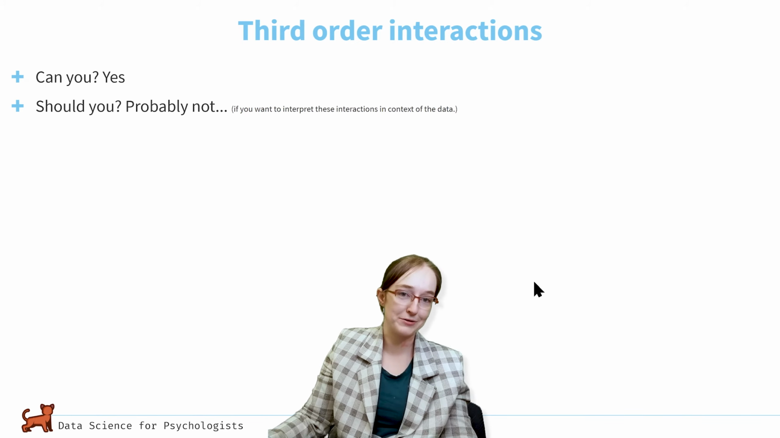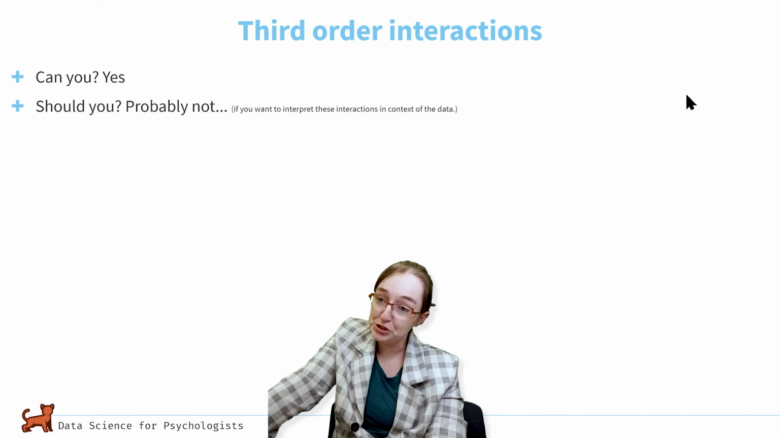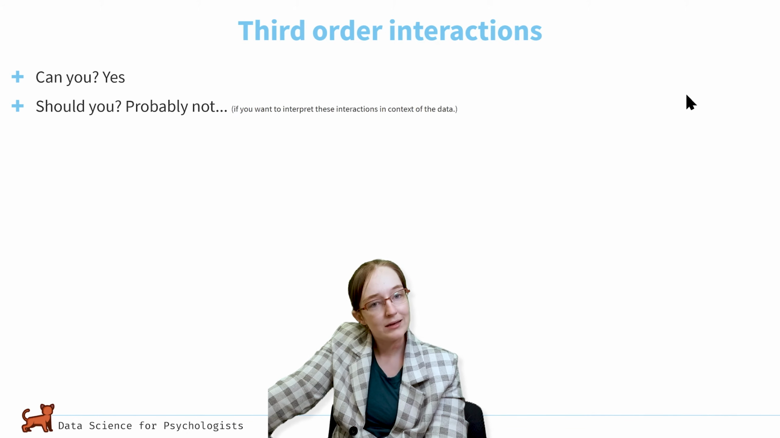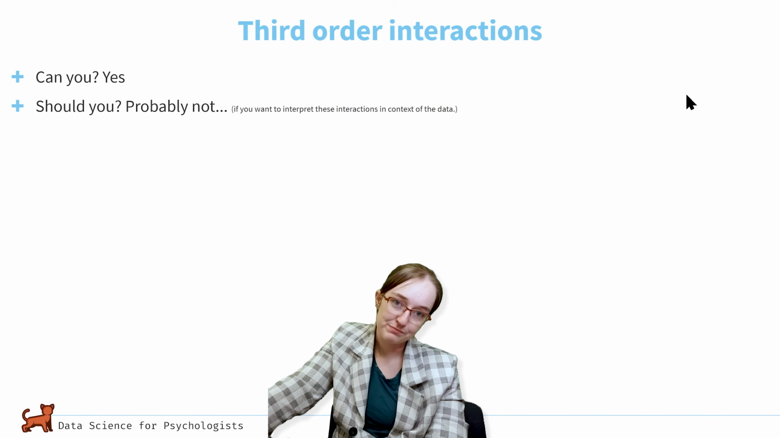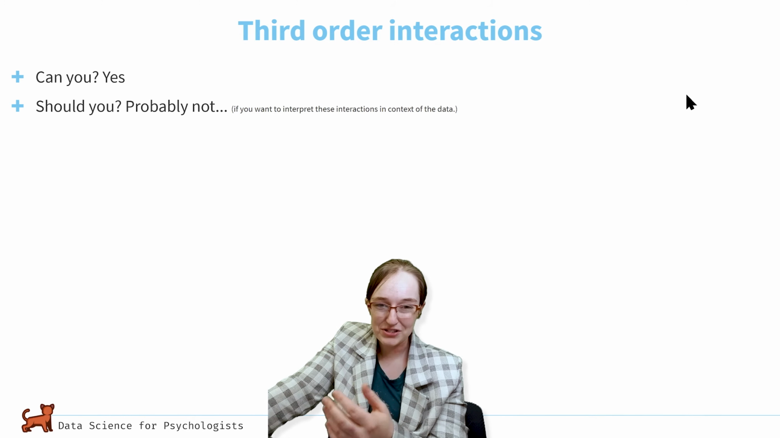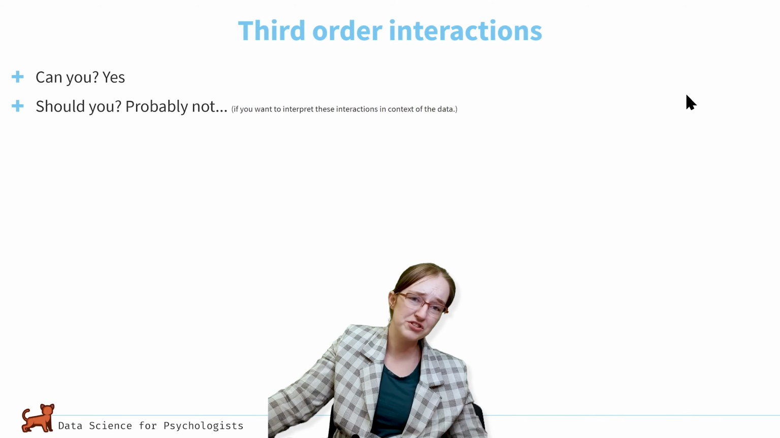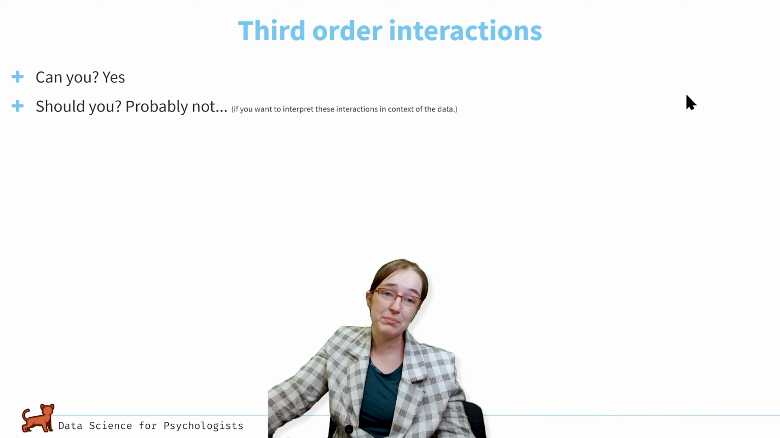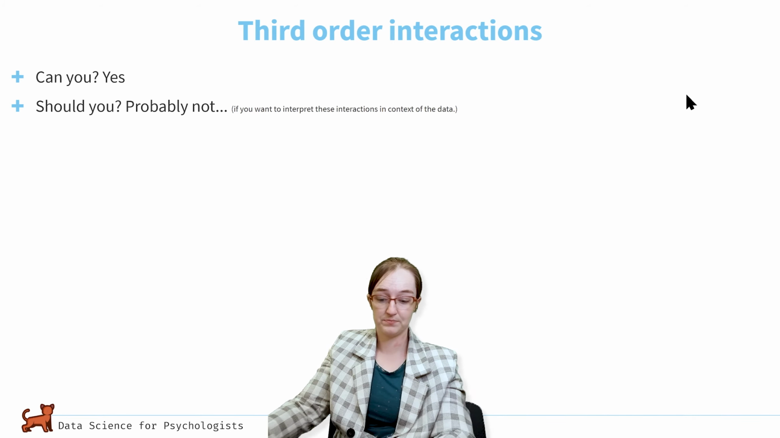So third order interactions. Can you do that? Sure. Could you do fourth, fifth, sixth, etc.? Yeah, technically you can. However, should you? I would say no. Because the interactions are all within the context of your data and the centering gets weird, the coefficients get weird. You can do it, but I recommend doing it with theory or being very prepared for weirdness.